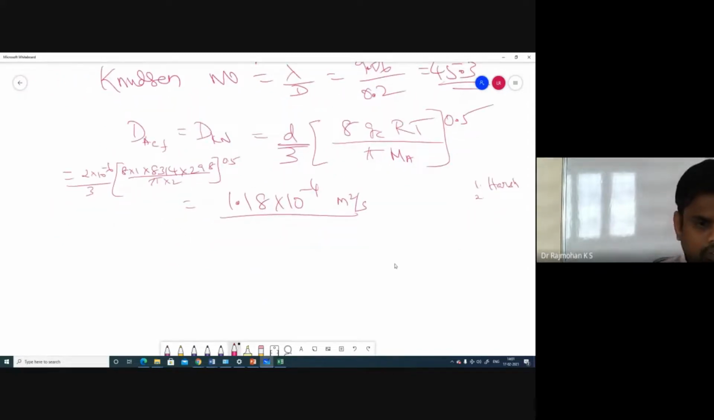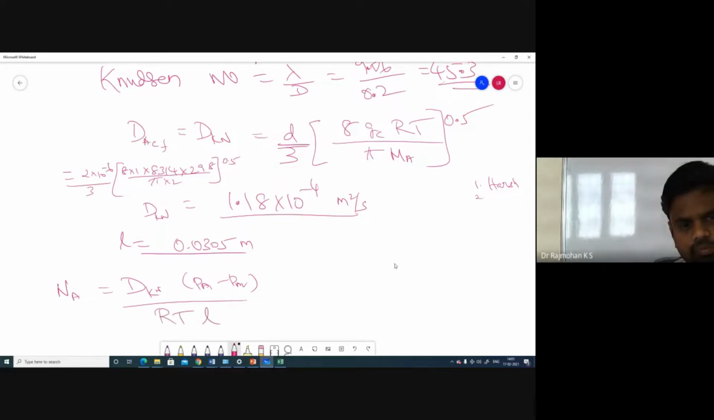So now the length we know, we got it from the previous section. What is the length value? 0.0305 meters. Okay, so we have the D Kn value. So now the N value can be determined. NA is equal to D Kn into PA1 minus PA2 divided by RTL. So this flux equation is easy to remember.